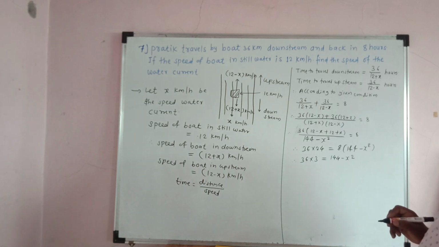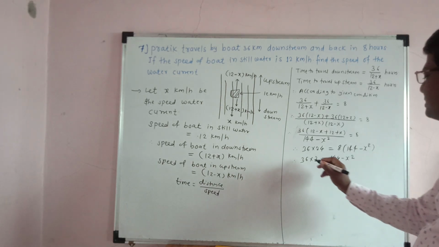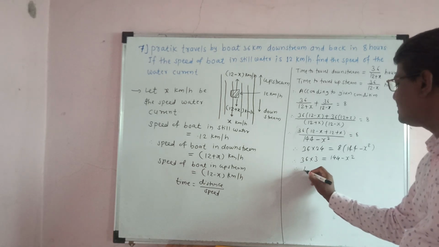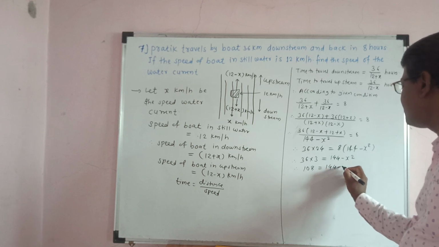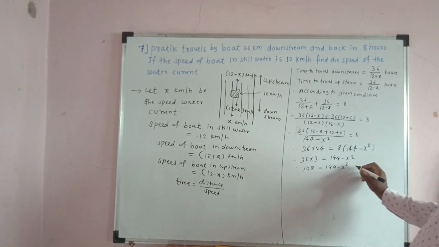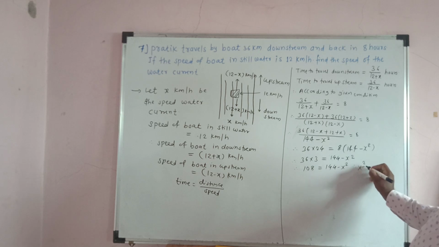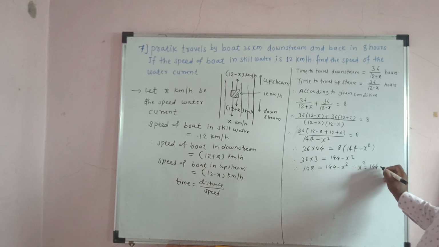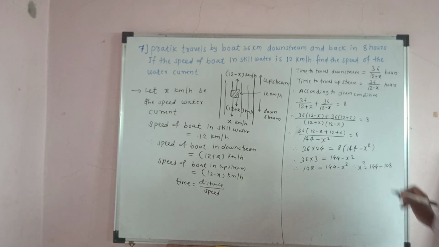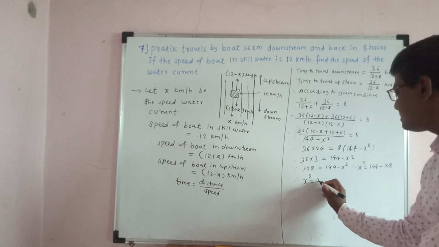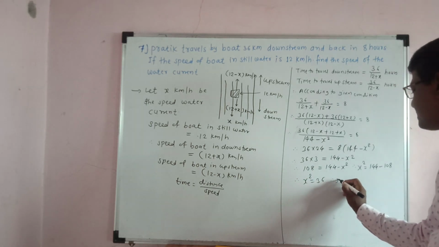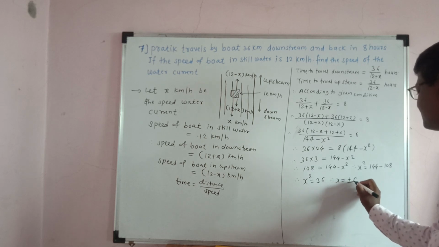Now we have to find the value of x. 36 into 3 is 108, which is equal to 144 minus x square. Therefore, x square is equal to 144 minus 108. 144 minus 108 is 36. Therefore, x square is equal to 36. Therefore, x is equal to plus minus 6.